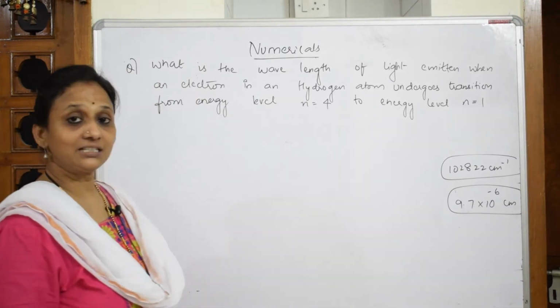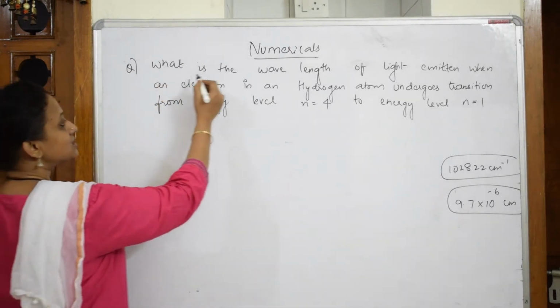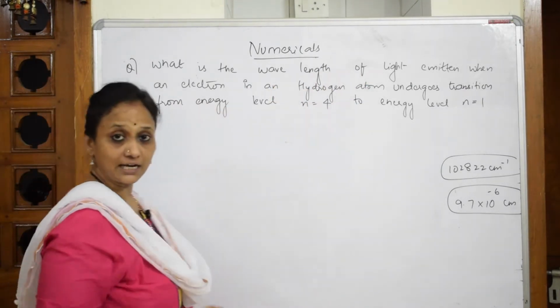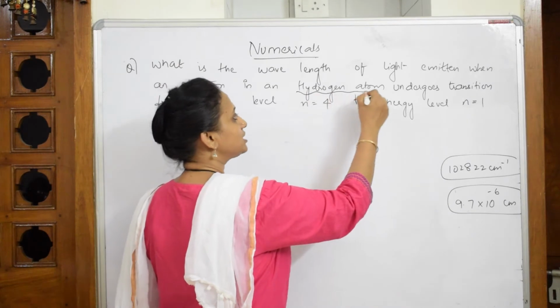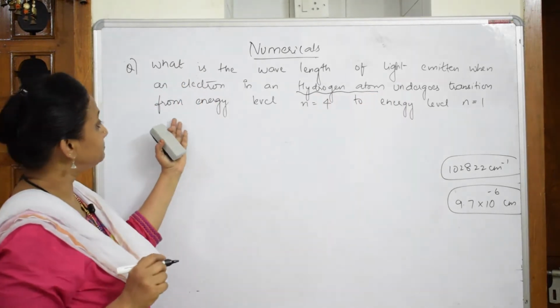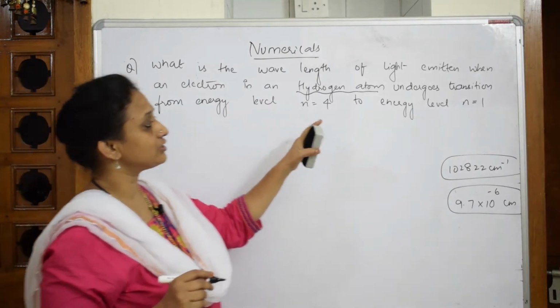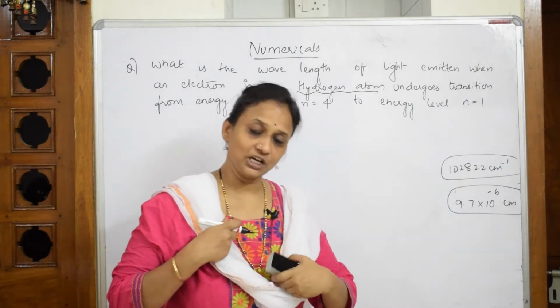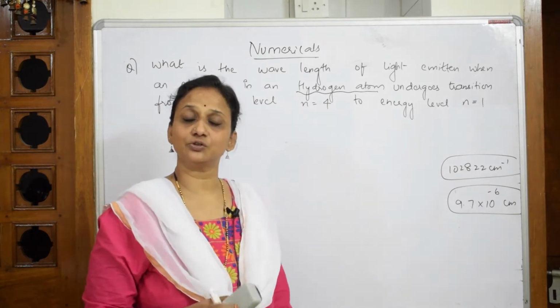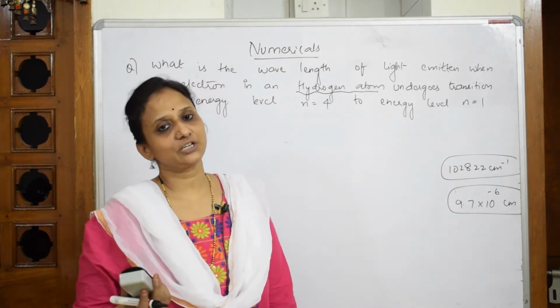Fine. So let's read the question. What do they give us? What is the wavelength of light emitted when an electron in a hydrogen atom undergoes transition from energy level n is equal to 4 to energy level n is equal to 1? So they are speaking about the hydrogen atom. You need to remember the formula. So my request is, before solving the numericals, try to watch the earlier video. Then only you will understand what I am trying to speak.